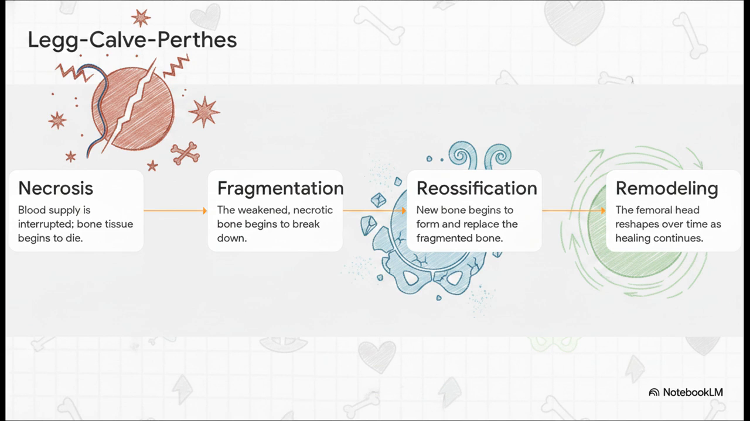First, you have necrosis, where the bone tissue begins to die off. Second is fragmentation, where that weakened bone starts breaking down. Third is reossification, as new bone slowly begins to form. And finally, remodeling, where the femoral head reshapes itself. This whole shebang is insidious. It's a gradual story of bone death and reshaping that requires long-term activity restriction just to prevent the hip from healing in a deformed shape.